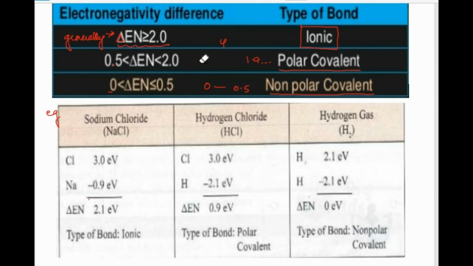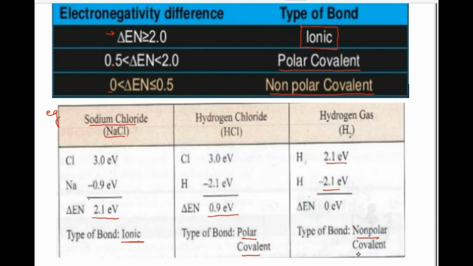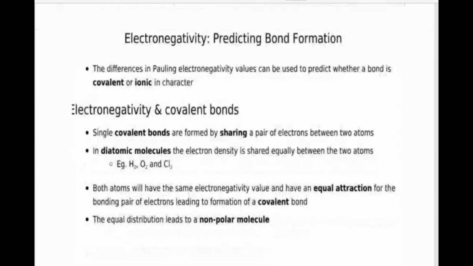I hope I'm clear. So here they have given you the example. The electronegativity of sodium is 0.9 and of chlorine is 3, so the difference is 2.1. So it's completely ionic. In the case of HCl, the difference is 0.9, so it's polar. In the case of hydrogen, both hydrogen atoms have the same electronegativity, so it's totally non-polar. So this is how we decide. Okay, so this part is done. The difference in the Pauling electronegativity value can be used to predict whether the bond is covalent or ionic, and if covalent, whether it's polar or non-polar.